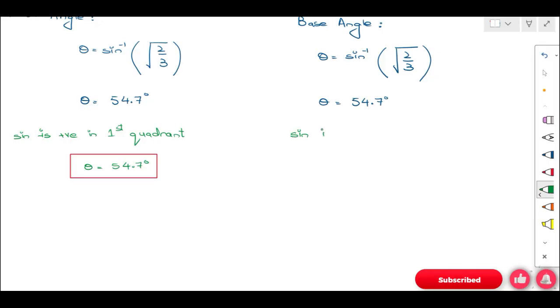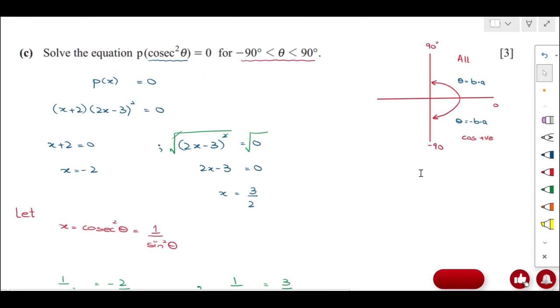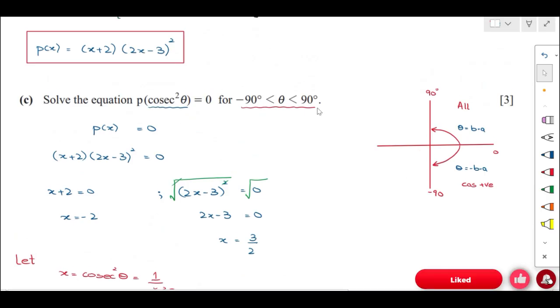Sine is negative in the fourth quadrant. So if it is negative in the fourth quadrant, your theta is the negative of the base angle, minus 54.7 degrees. This is my second solution. So I will get two solutions for this equation from minus 90 to plus 90 degrees.